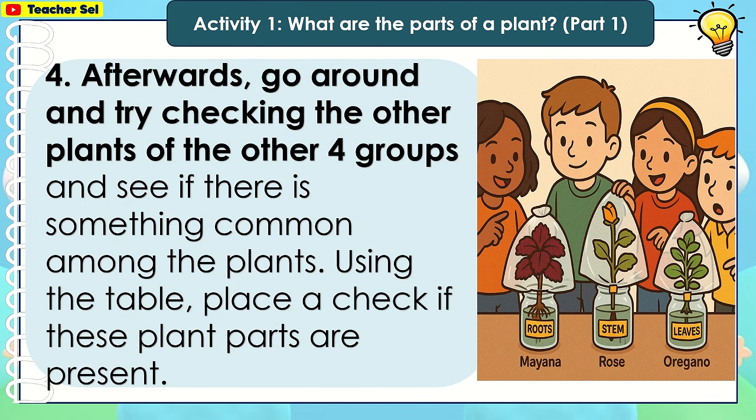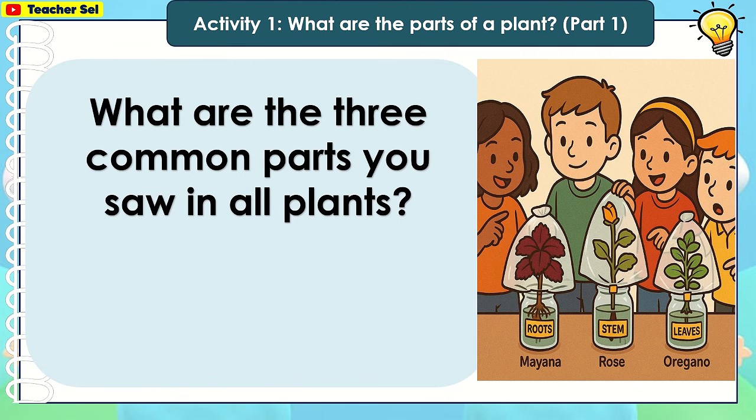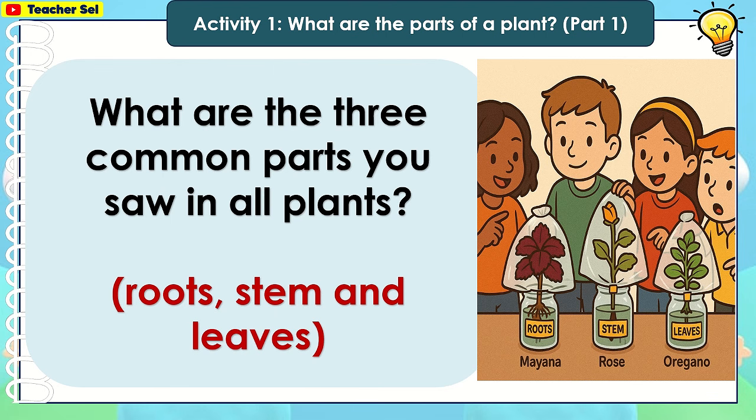Afterwards, go around and try checking the other plants of the other 4 groups and see if there is something common among the plants. Using the table, place a check if these plant parts are present. What are the 3 common parts you saw in all plants? Roots, stem, and leaves.